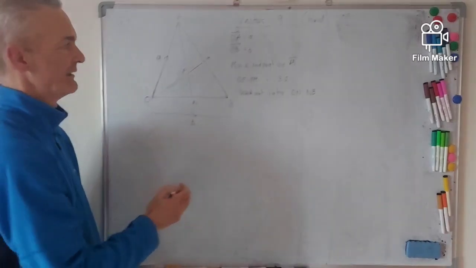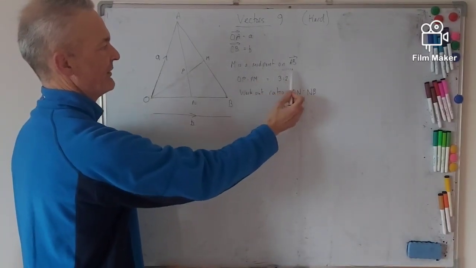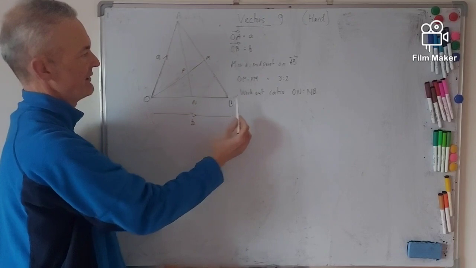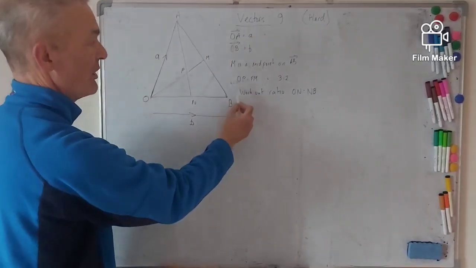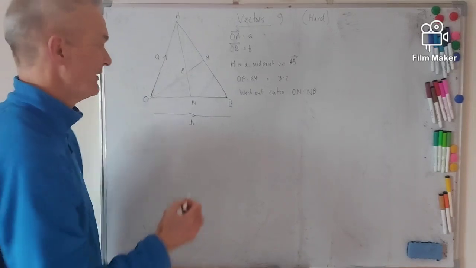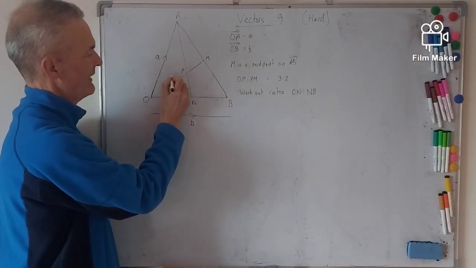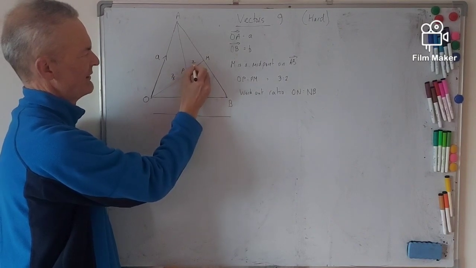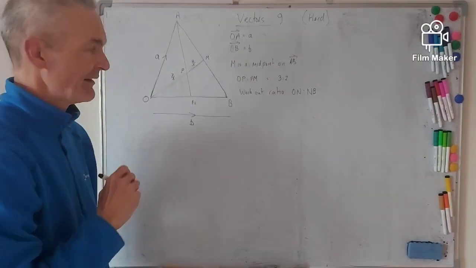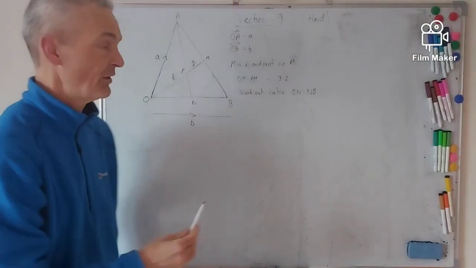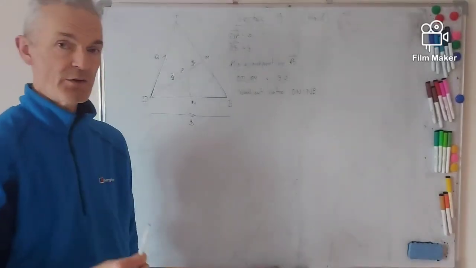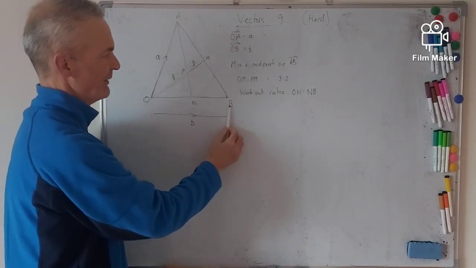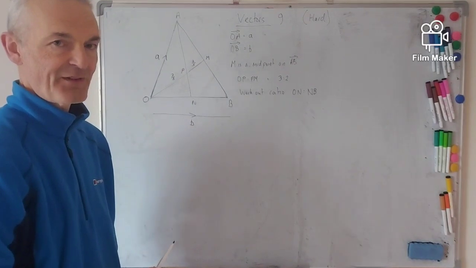So that's vector B. We're told that M is a midpoint on AB, so this part here, M is midway along here. We're told that the ratio OP to PM is 3 to 2. So I'm going to put this bit here is 3/5, and this bit here is going to be 2/5. So that's the information we've been given, and the question we've got here, work out the ratio of ON to NB. So we've got to work out the ratio of this part to this part. So that's what faces us.